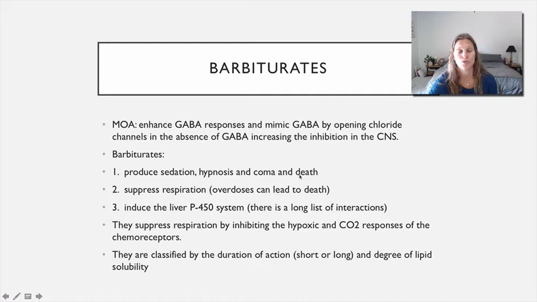And the reason for that is because they suppress respiration, being CNS depressants. There's so much chloride ion influx, if you will, that they actually inhibit the respiratory centers of the brain. So they make the brain less sensitive to elevations in carbon dioxide, which is what we expire. Normally, that's our main stimulus for breathing. They inhibit that. And they also block the signals that stimulate respiration when oxygen levels go down.